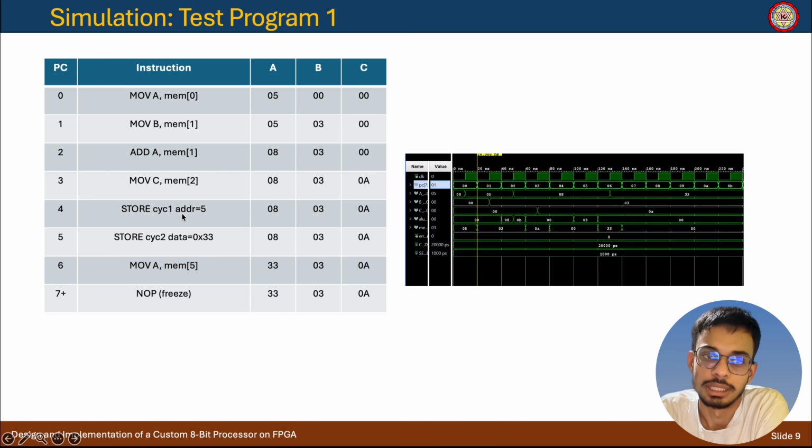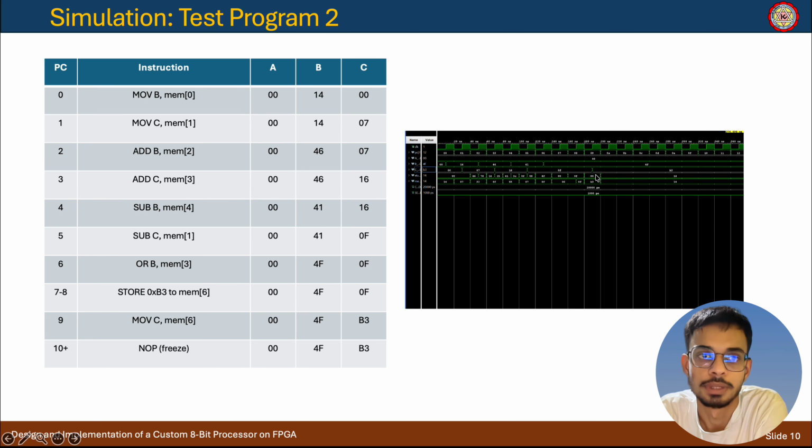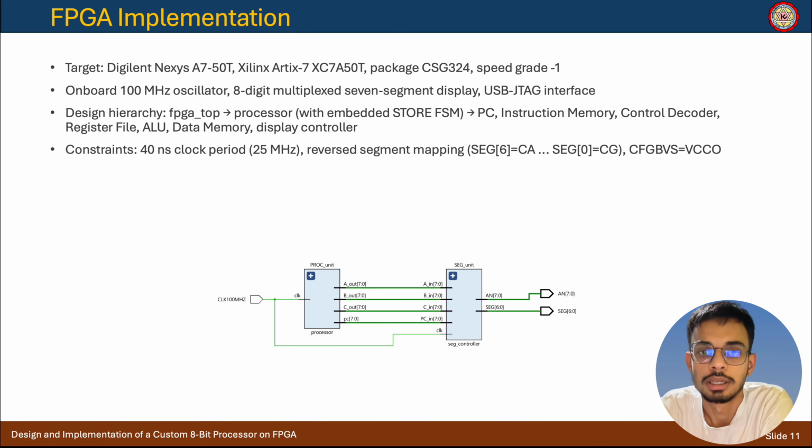Likewise, store cycle 1 address 5 and store cycle 2 data: in address 5 the data 33 is stored by this instruction. Move A memory 5: memory 5 has 33, so it is stored in A. And NOP means it will freeze the operations. Likewise, it was simulated in VHDL, and the remaining instructions work similarly, so no need to explain twice.